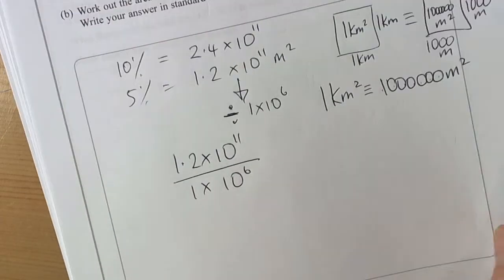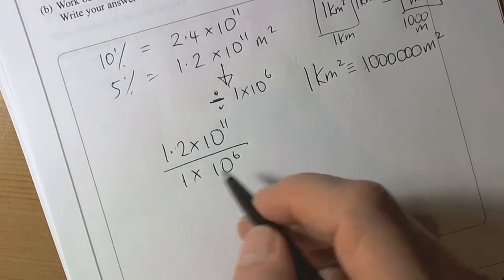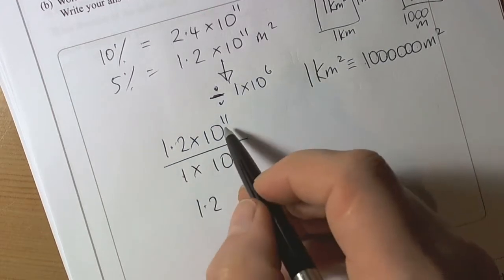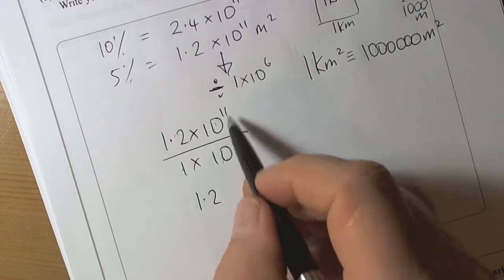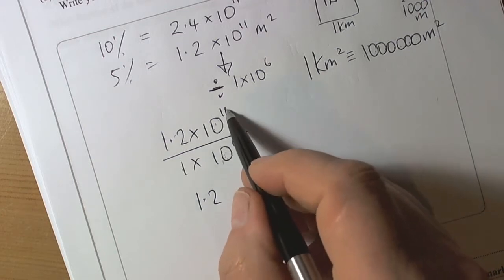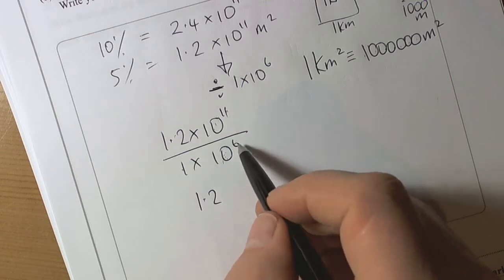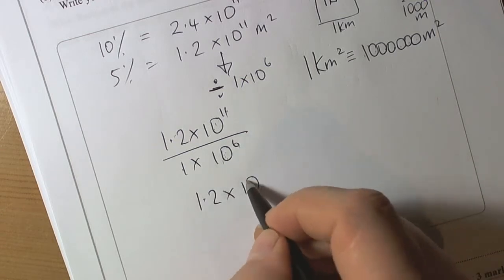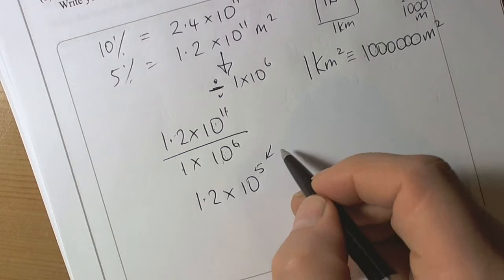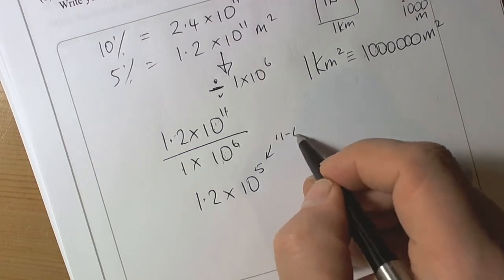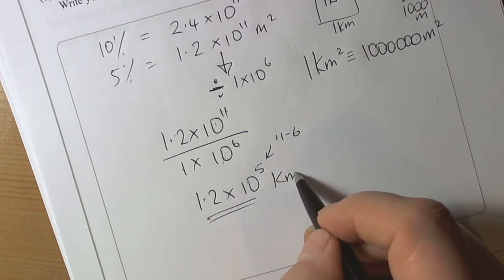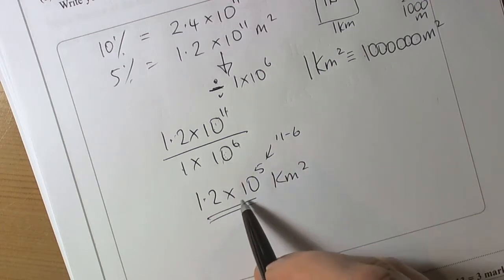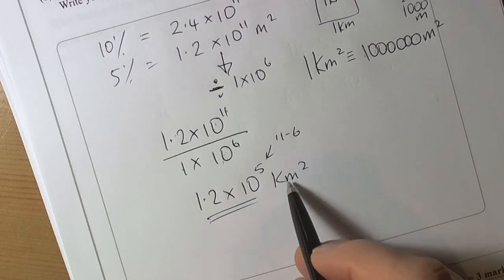And what we should realise with this kind of sum is 1.2 divided by 1 is 1.2. Dividing with powers of the same base, so both of them are powers of 10, when we're dividing, the rule says we can take away the powers. So we've got 11, take away 6, so that will leave us with 10 to the power of 5. So the answer line is 1.2 times 10 to the power of 5 square kilometres.